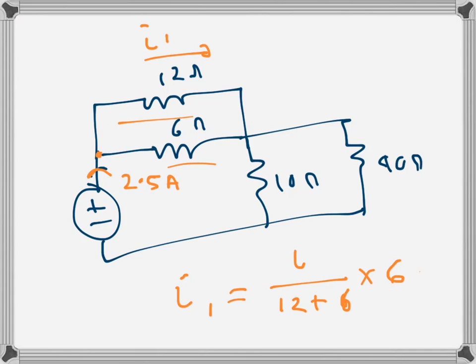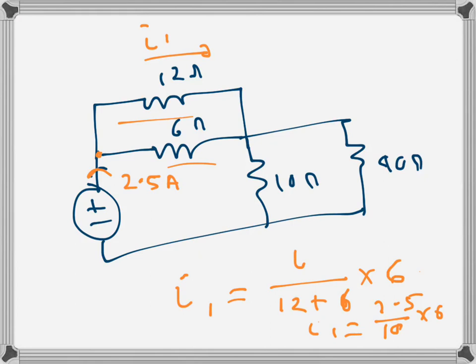So I is 2.5, so I1 will be 2.5 over 18 times 6, that will be 0.833 amps, or we can say 833 milliamps. So that's the current here. I will use a darker color, and so this is the current here, which is 833 milliamps. But we also want to find the current through this branch.